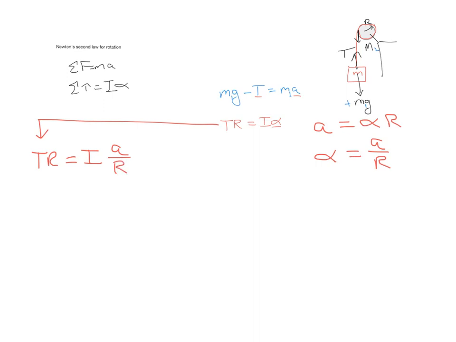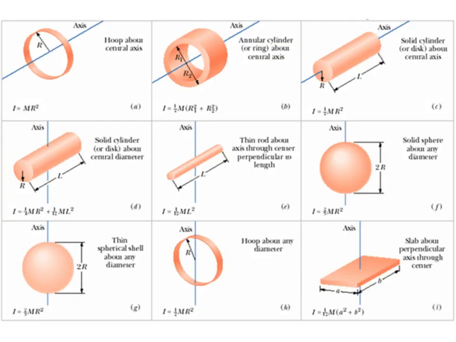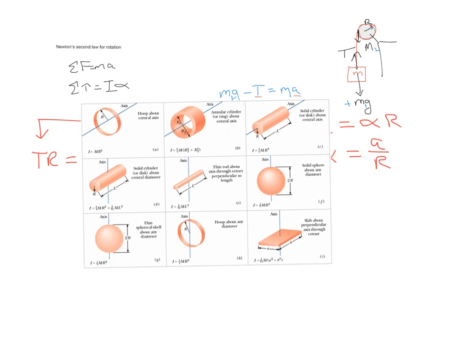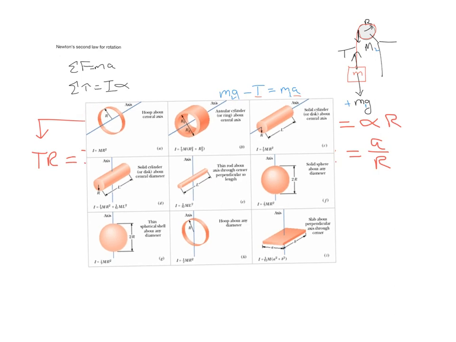And for a pulley, we have to utilize that the I is a solid disk. If we do not know that, we look it up. All right, so for a solid cylinder about its central axis, which is this one right here, it's 1/2 mr squared.